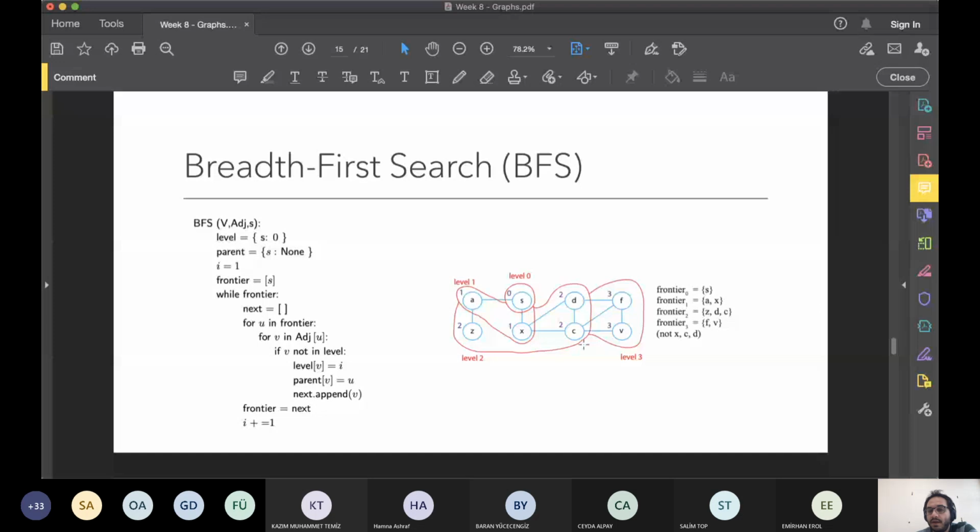Okay, guys, so this is how we can create a level 3 frontier, and all of the nodes are explored for the node S. So this is how BFS works. Any question about this?